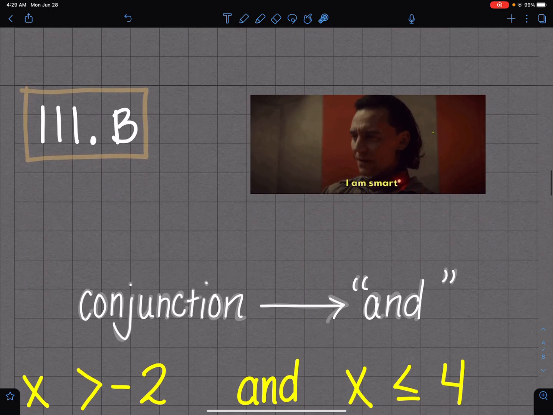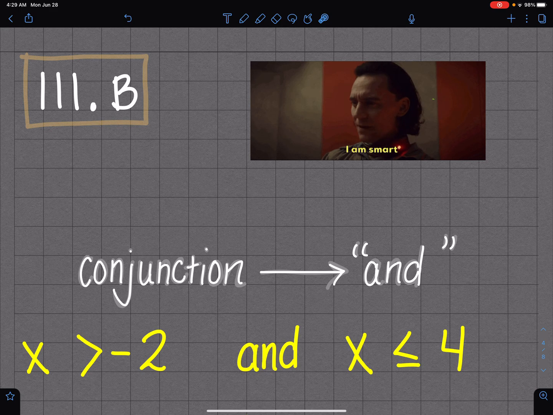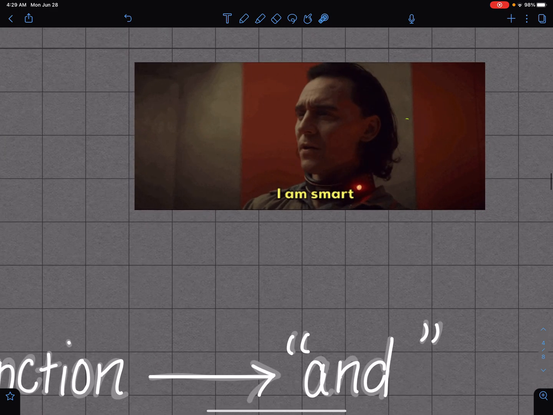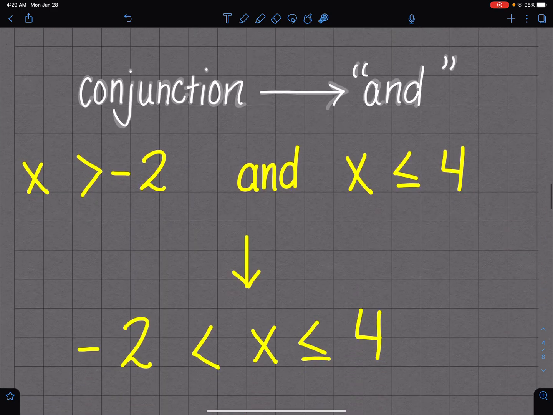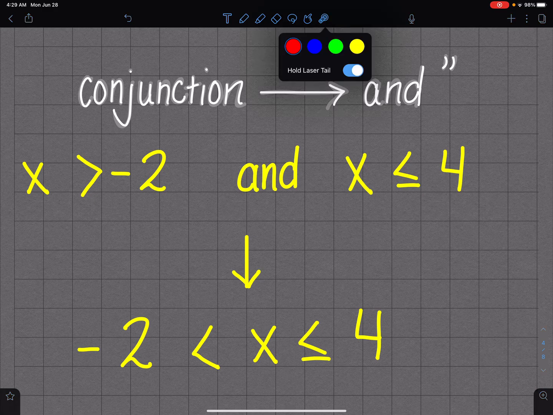Perfect. All right, if you've got that, then you can say, I am smart, just like Loki. I am smart. Okay, so since you're so smart, we're going to move on from talking about conjunctions.